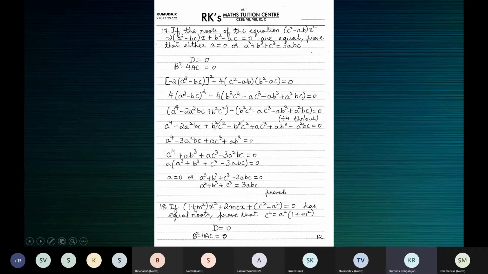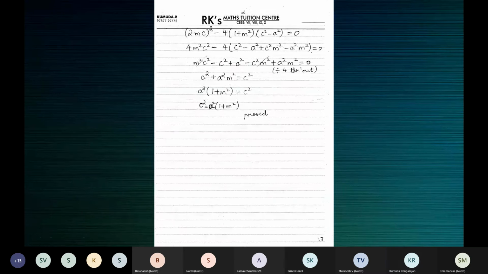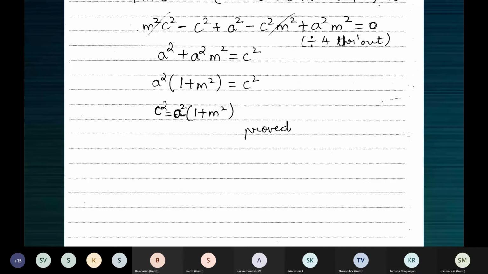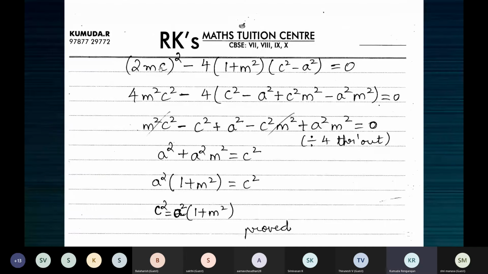So this one is similar, children. Again, quadratic equation, it has equal roots. Prove that c square is equal to a square of 1 plus m square. So equal roots means b square minus 4ac is equal to 0. Substitute the expressions for b, a and c. So there is 4 here, 4m square c square. There is 4 here, there's 4 here also. So let's not multiply the 4 with the terms inside the bracket. We'll multiply these two terms with these two terms. We'll not multiply 4 inside.